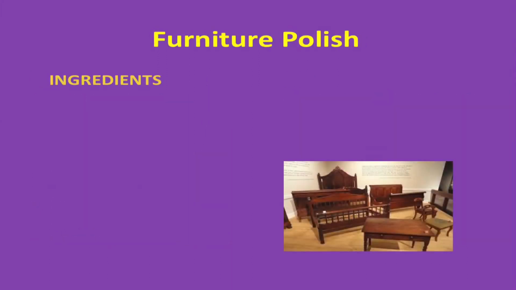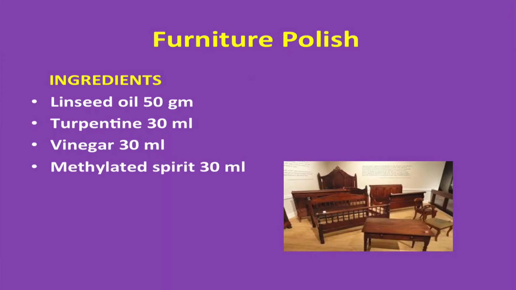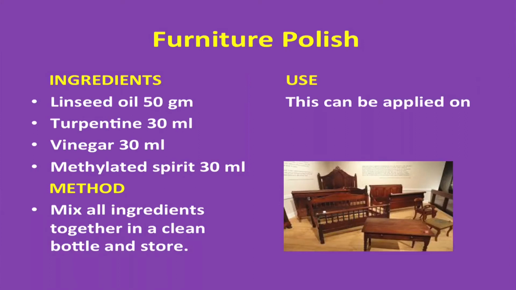Furniture polish. Ingredients: linseed oil 50 gram, turpentine 30 ml, vinegar 30 ml, methylated spirit 30 ml. Method: mix all ingredients together in a clean bottle and store. The use for this is: this can be applied on furniture with a pad of old cloth.